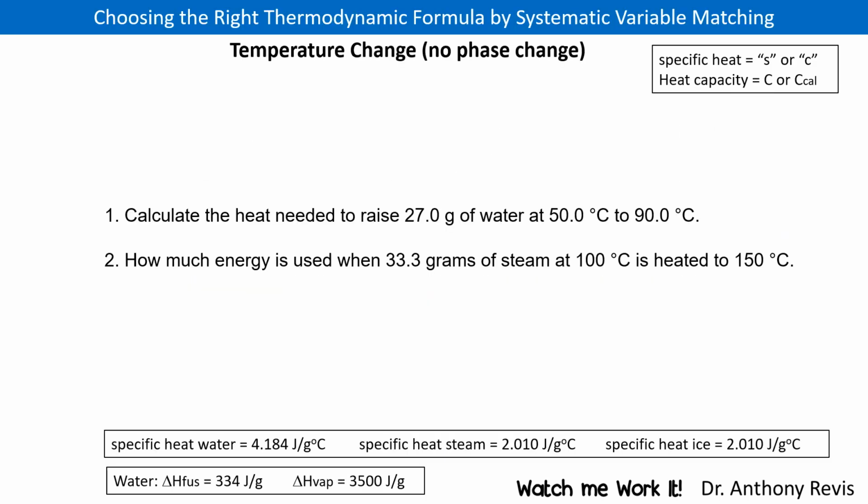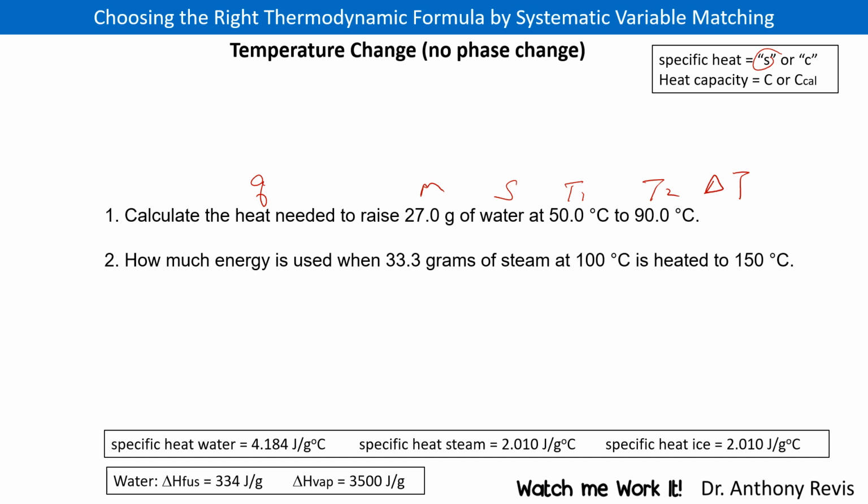Let's take a look at this one. Calculate the heat needed to raise 20.0 grams of water at 50 C to 90 degrees C. So here's how you do it. You simply mark off what you see. Calculate heat, that's Q. Needed to raise 27 grams, that's M. Of water, so since it's water, that's going to be a specific heat of water. In this video, I use S for specific heat. Some will use C. So S at T1 to T2, so that's a delta T.